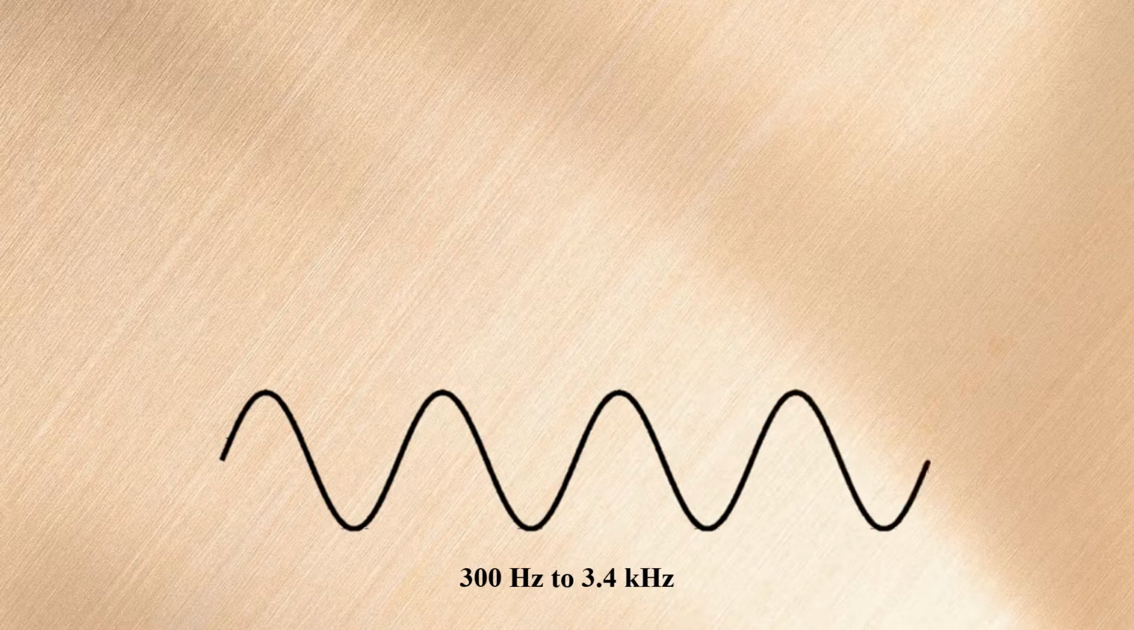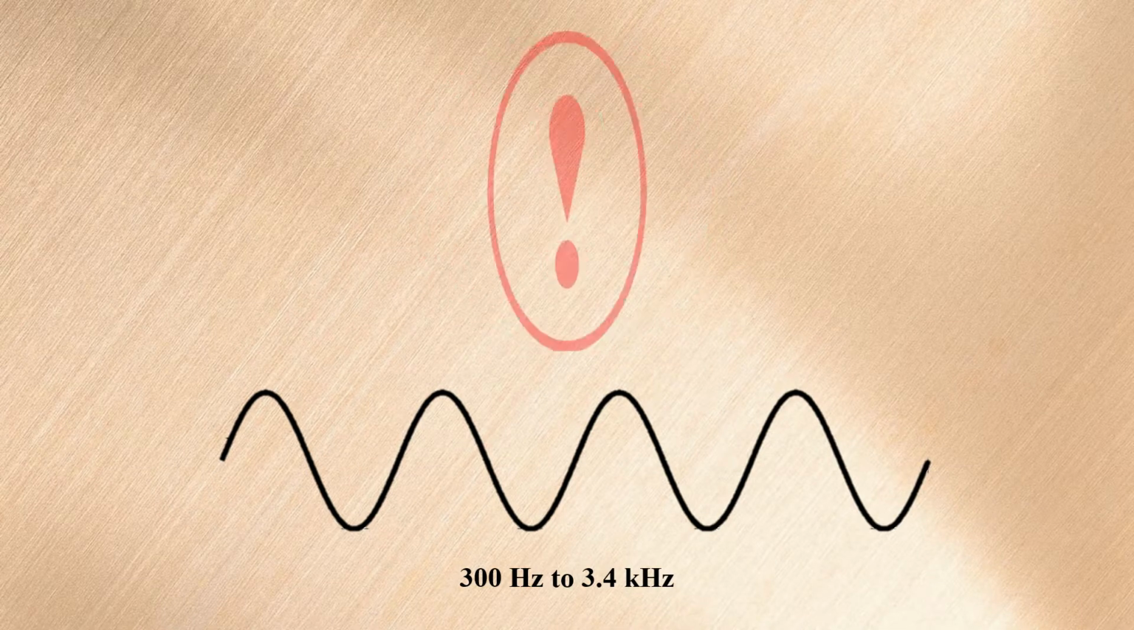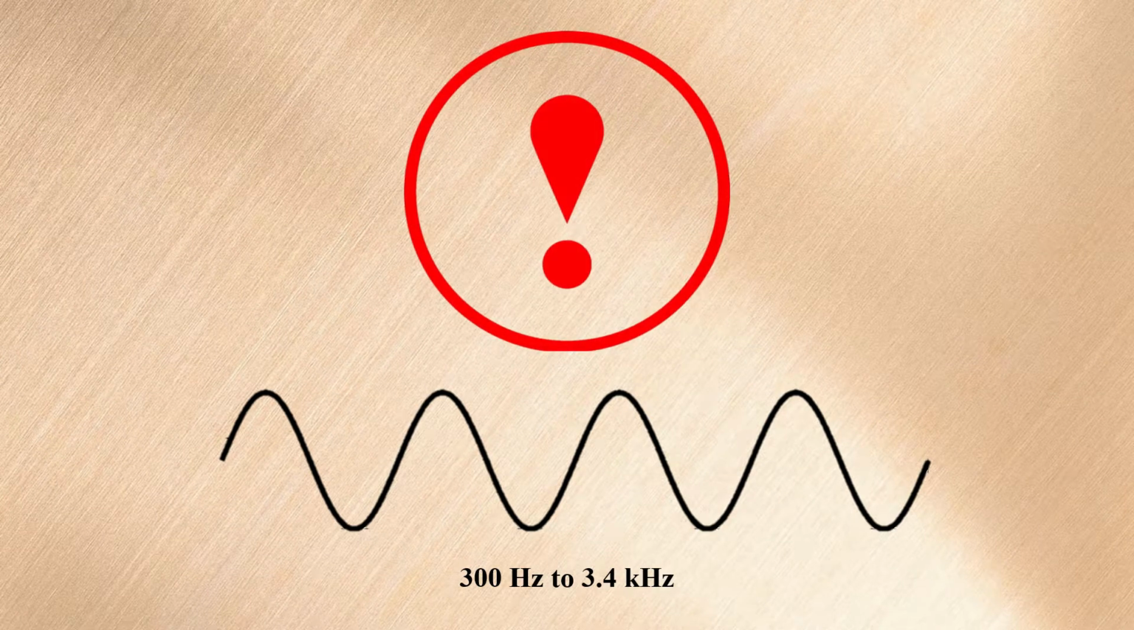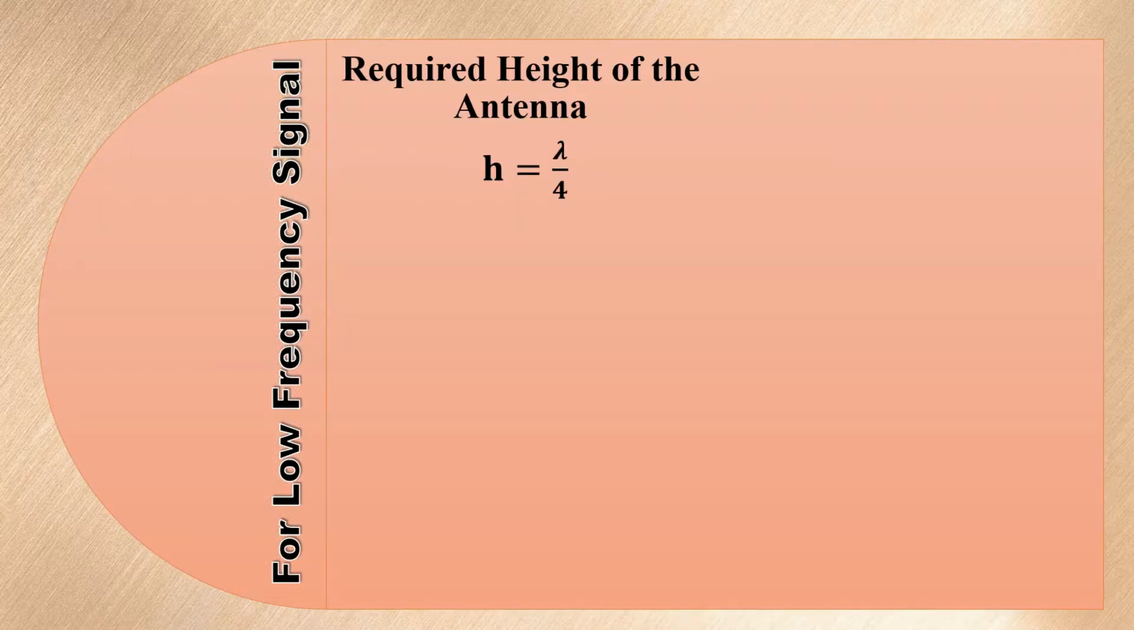The human audio frequencies range from 300 Hz to 3.4 kHz, which is a low frequency range. When this low frequency signal is transferred over the channel, it creates some issues. First, let us see what problems occur when the signal is transferred as a low frequency signal in the channel. We know that at low frequency, the wavelength of the signal is large. The height of the antenna is directly proportional to wavelength. So at low frequency, the required height of the antenna is large.